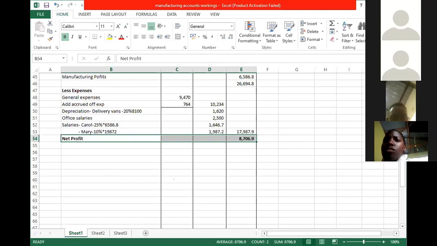My friend Otieno, you've just come in. We've said that the question of Carol and Mary had 3 parts. Part 1 was prepare the manufacturing account, part 2 was prepare the trading account, and part 3 was prepare the balance sheet. And therefore you prepare the balance sheet.